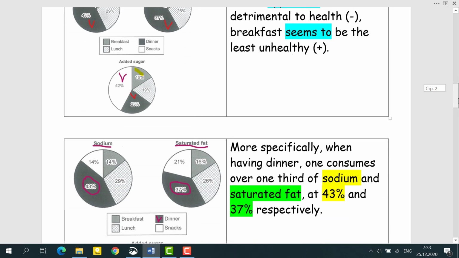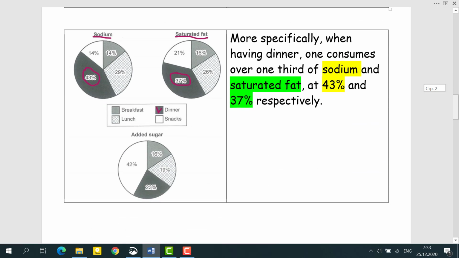Now let's just focus on the next paragraph. In the next paragraph, we have to be very specific. We have to focus on the percentages given, and we have to compare and contrast. Now let's read the first sentence. More specifically, when having dinner, one consumes over 1/3 of sodium and saturated fat at 43% and 37% respectively.